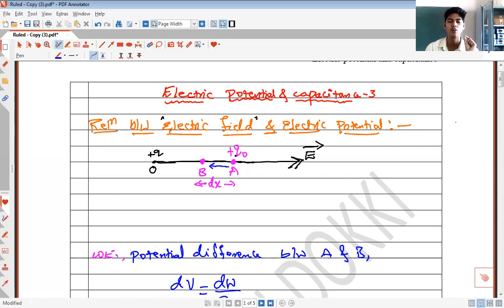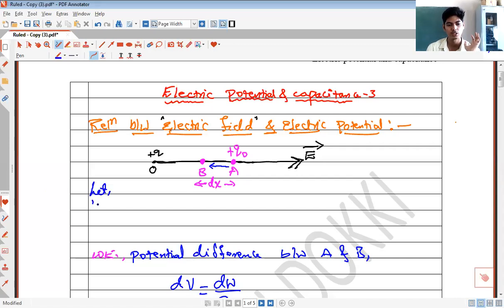Right? I have placed a test charge Q naught at point A, and in order to move this test charge Q naught from point A to point B, we'll have to do some work, right? And that work done to move the test charge from one point to another point in the electric field is defined as potential difference. In the diagram, you need to write the explanation.